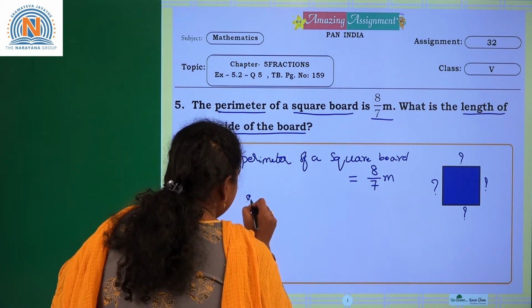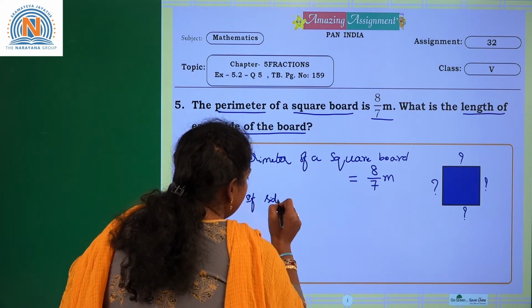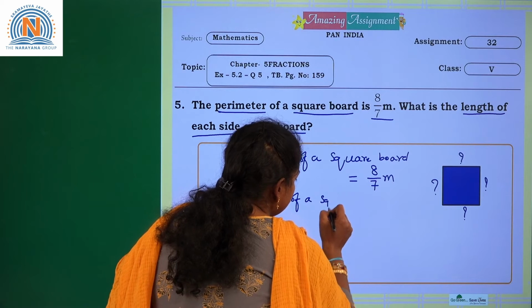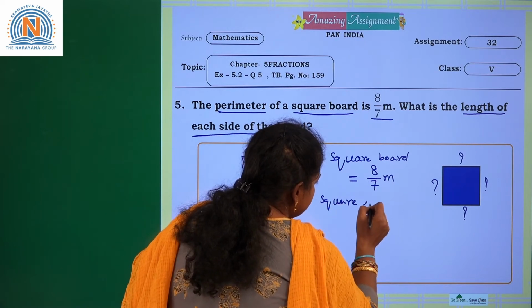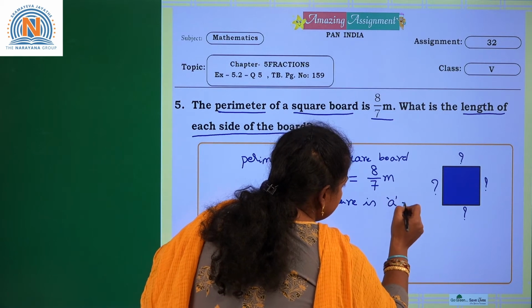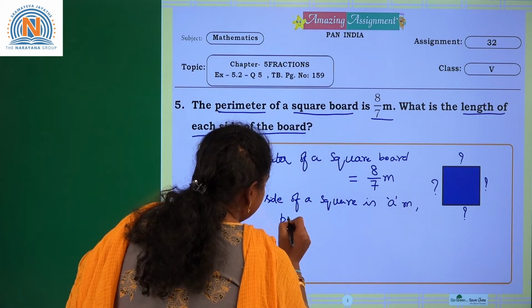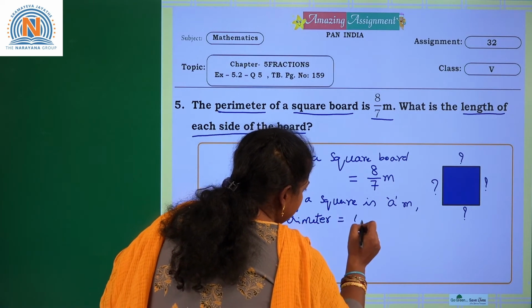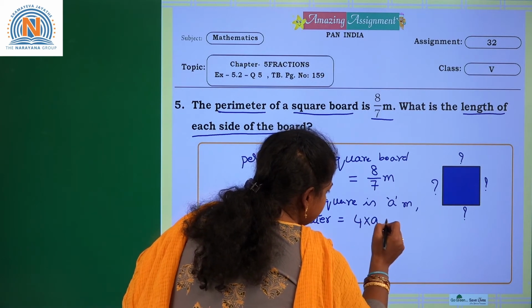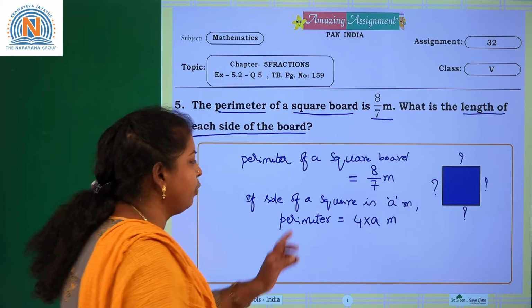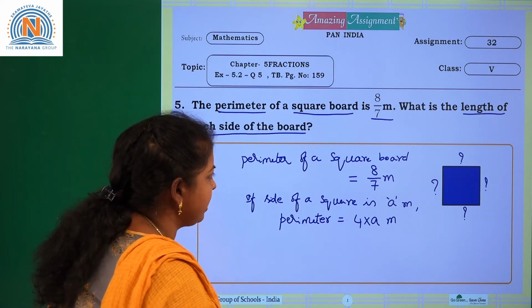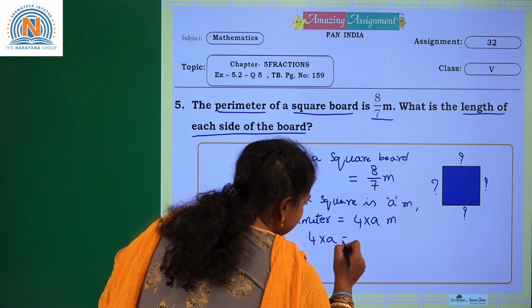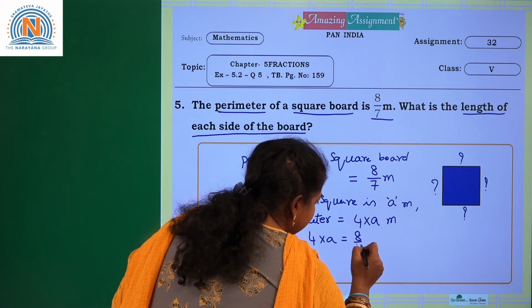For instance, if the side of a square, or length of the side of a square, is A meters, then what will happen to the perimeter of that particular square? Perimeter is equal to 4 into A meters, 4 times the length. But here what was given as perimeter? 4 times the length of the side is equal to 8 by 7.